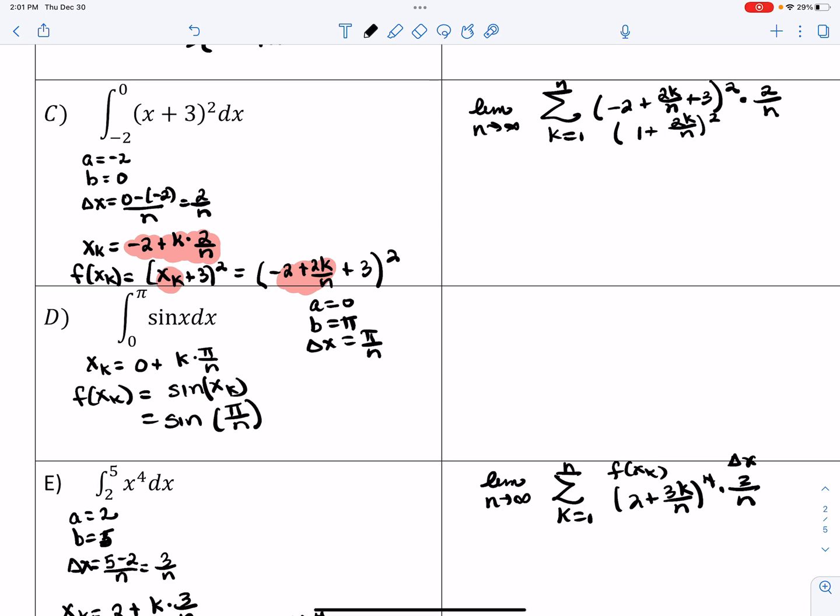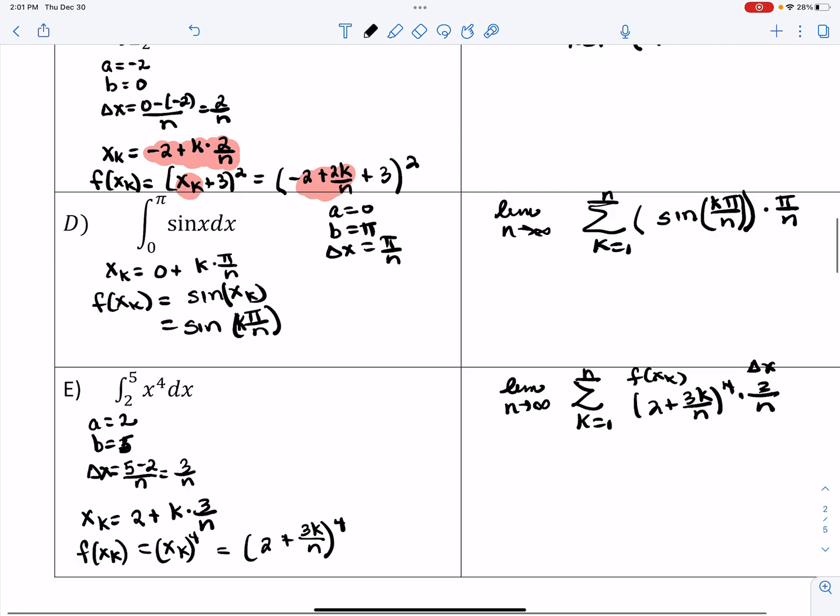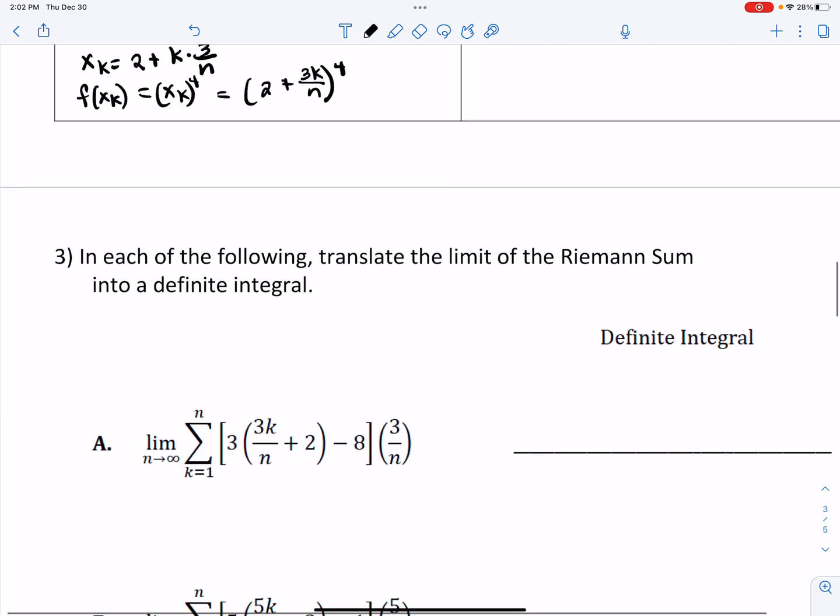And the limit of the Riemann sum, sine of k times pi over n, excuse me, forgot the k here. So it would be the limit as n increases without bound of the summation from k equals 1 to n of the sine of k pi over n times pi over n. And of course, this is the angle. Okay. All right, that takes care of translating a definite integral into the limit of a Riemann sum.